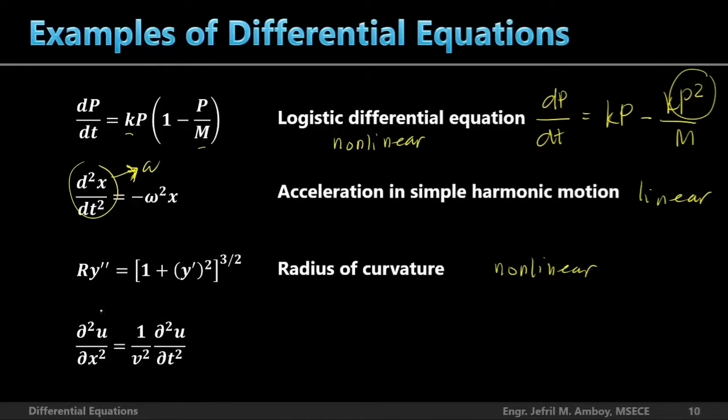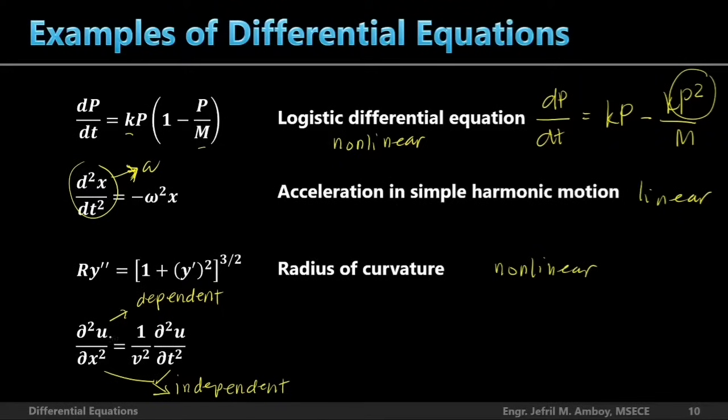Next example is a partial DE. So, in this partial differential equation, we have here u as your dependent variable, and here, we have two independent variables. Yung x at saka t mo, these are your independent variables. So, how about this v? So, this v must be a constant. Now, this is a second order partial DE, which is also first degree. Now, is this equation linear or non-linear?